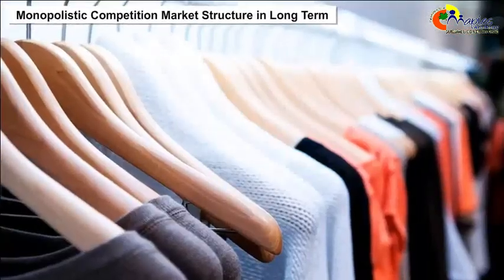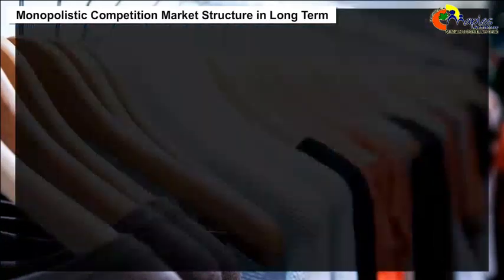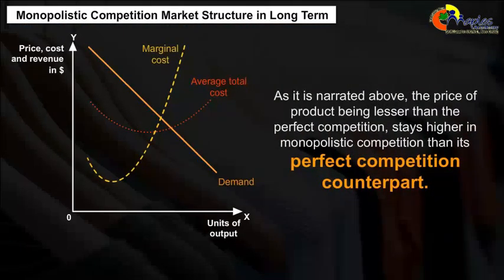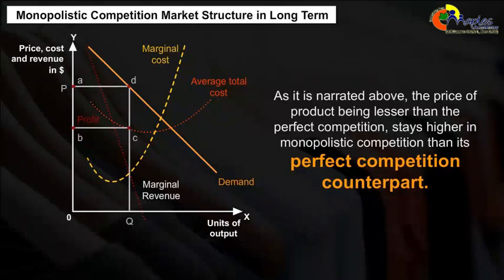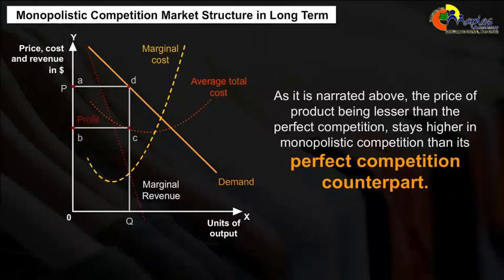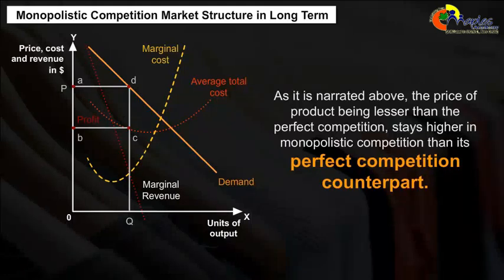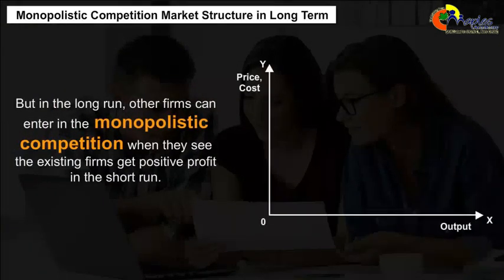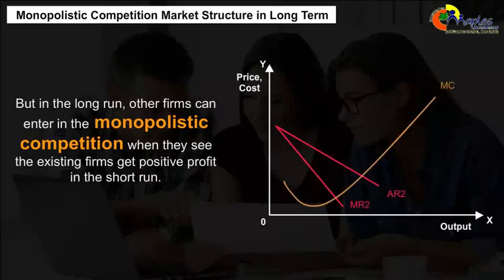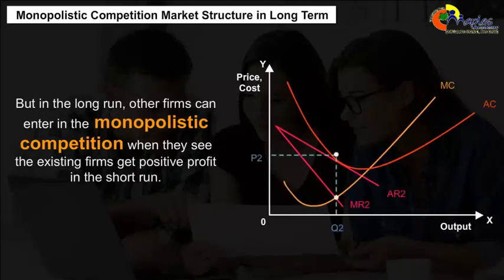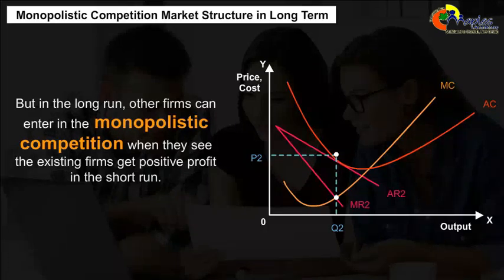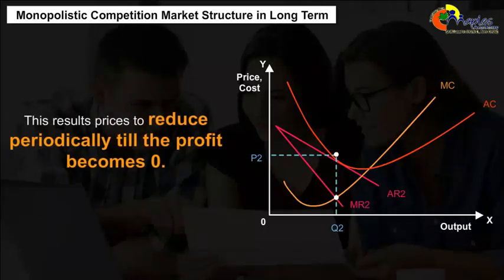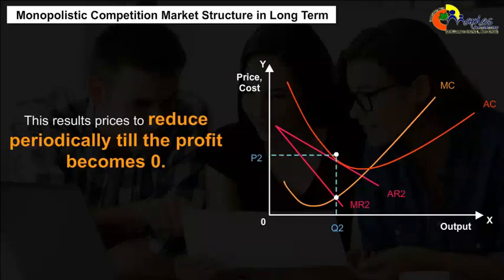Monopolistic competition market structure in long term. As narrated above, the price of the product, while lesser than in monopoly, stays higher in monopolistic competition than its perfect competition counterpart. But in the long run, other firms can enter the monopolistic competition when they see the existing firms get positive profit in the short run. This results in prices reducing periodically till the profit becomes zero.